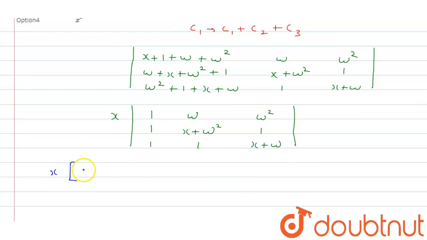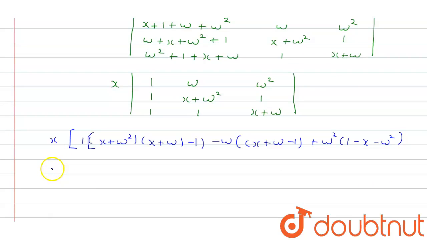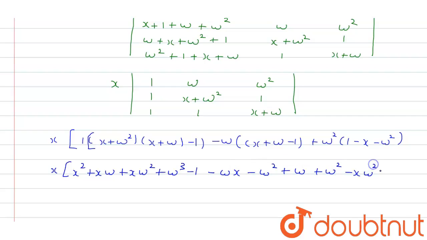Now this 1 into x plus omega square into x plus omega minus 1, minus omega into x plus omega minus 1, plus omega square into 1 minus x minus omega square. Now solve this further. We got x into x square plus x omega square plus omega cube minus 1 minus omega x minus omega square plus omega square minus x omega square minus, here it is omega raised to the power 4, so I can write this as omega cube into omega.